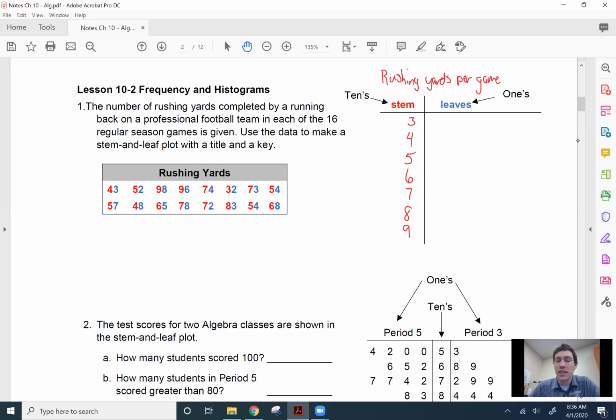So now the leaves, so think of this like a tree. You have the stem, which is the base, 3 or 30. And then the leaves are the ones places. So he rushed for 32 yards, and we're going to put these in order as well. Now that's the only 30-yard game he had. Now I look at 40s. So you have 43 and 48. And I'm marking them off as I go.